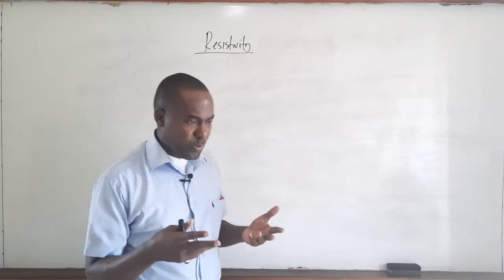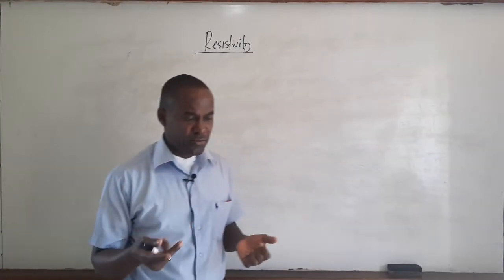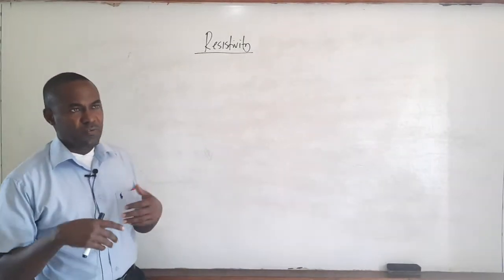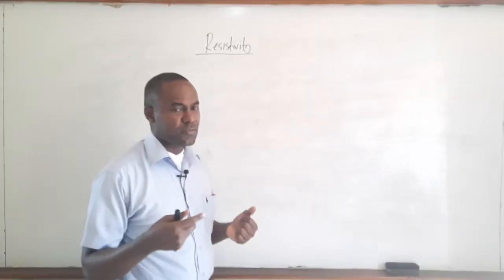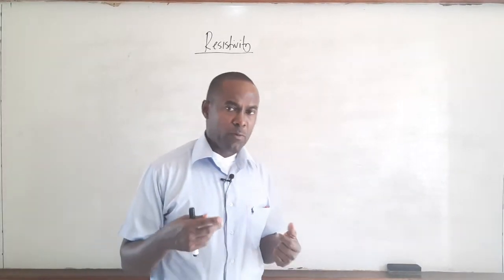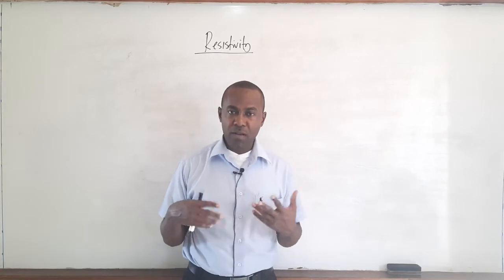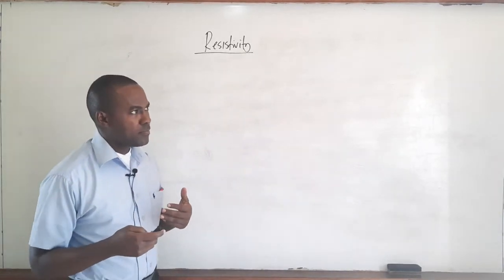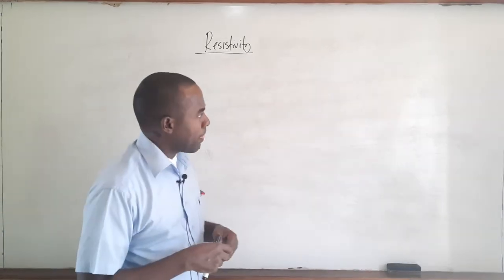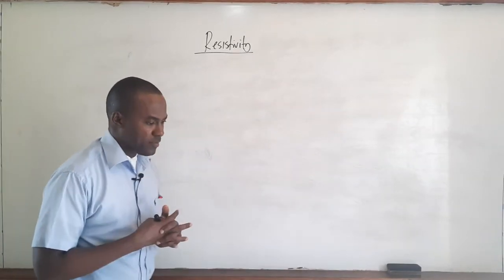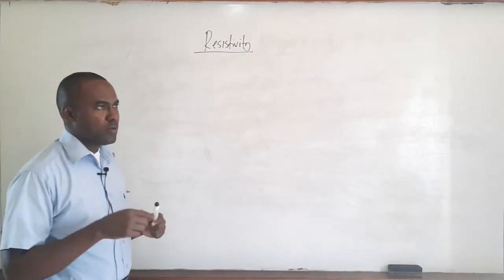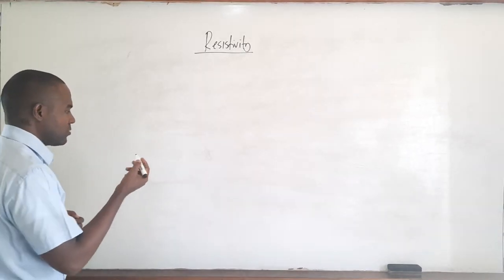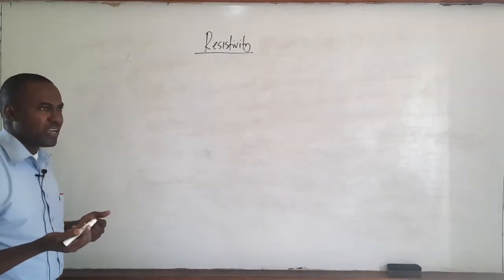So if there are two paths in a circuit, one of greater resistance and another path of least resistance, then a larger portion of the current will typically flow to the path of least resistance, right? So having said that, experiments have shown that the resistance of a conductor is proportional to its length.